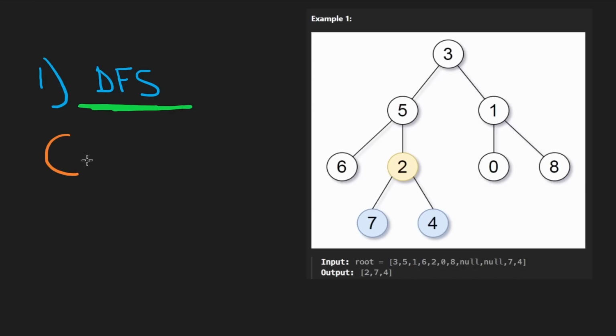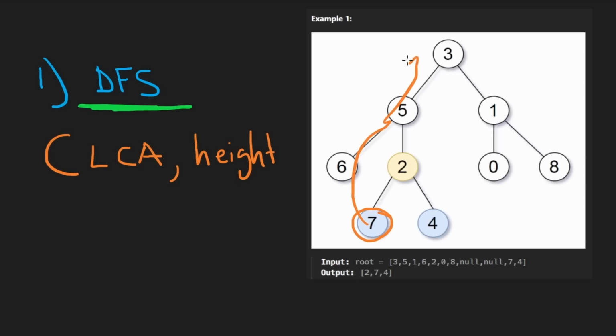Let's say our DFS is going to return 2 values. One is the lowest common ancestor, and the other is going to be the height, or it's probably better to think of this as the distance from the lowest leaf to the root.